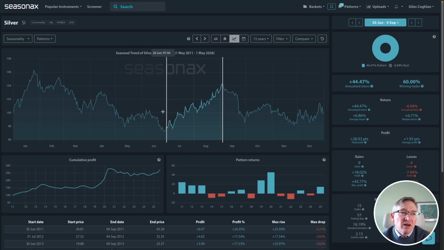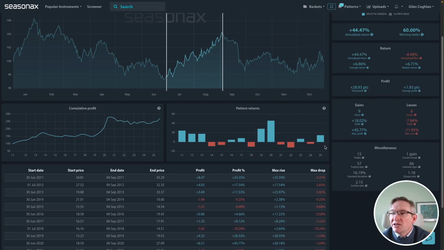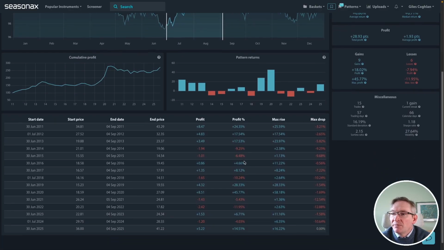So when combining that with a macro buy bias that was already really strong, with the gold-silver ratio hitting over 100 at the time, that really gave me a high conviction opportunity to buy silver. And what was really helpful was to look at the maximum drawdown. You can see when there was a negative year, the max drawdown here, 9.25, 9.68, 10.24.